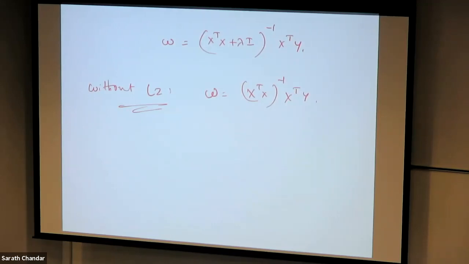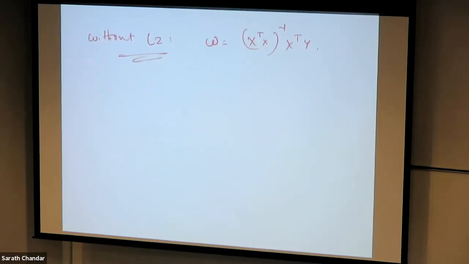Okay. So if you add some positive value to the diagonal, then this makes the problem non-singular even if X transpose X is not of full rank.